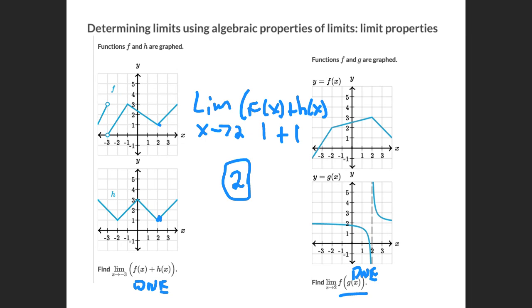Okay. Now, if it was something like this, if it was the limit as x approaches 2 of 3f of x, well, again, we just find the limit as x approaches 2 of f of x, which is 1, and then just multiply by 3, and my answer would be 3. So if they give you a problem like that, super easy to find.